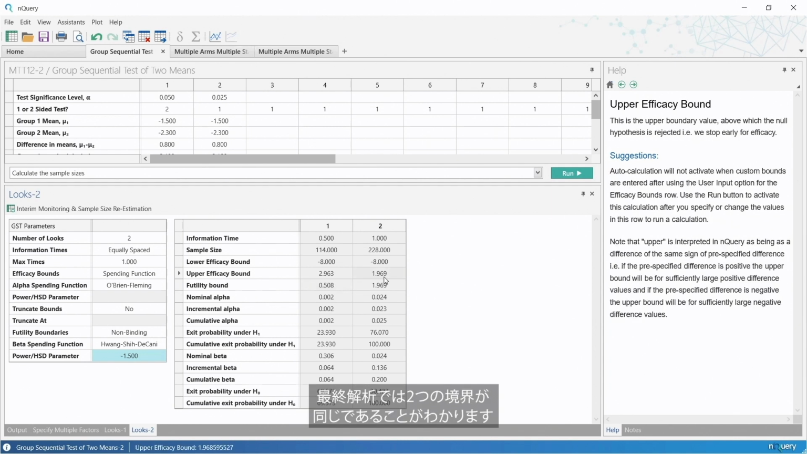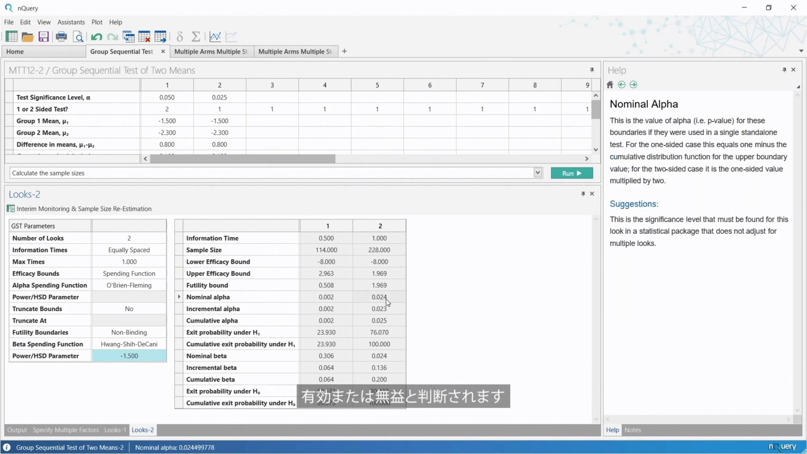At the final look, you can see that the 2 bounds are the same. In other words, depending on whether we're above or below 1.969, we would either be efficacious or futile based on the p-value there of being above or below 0.024.